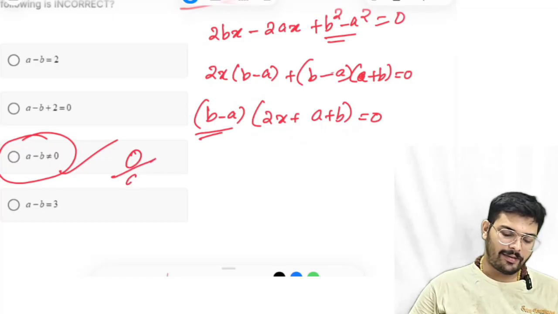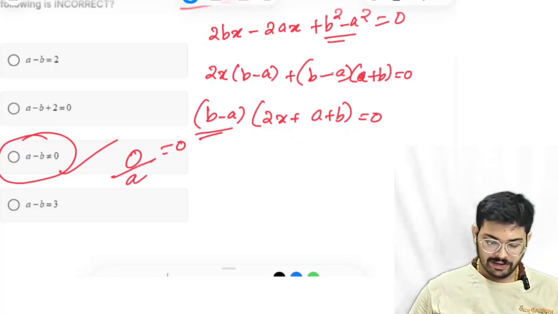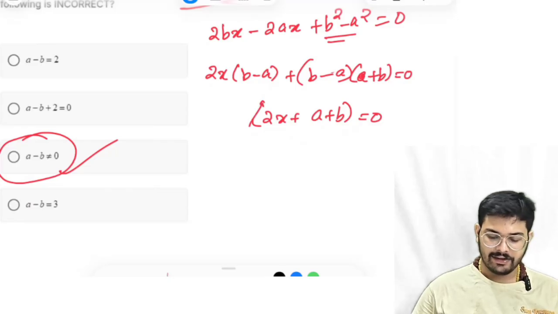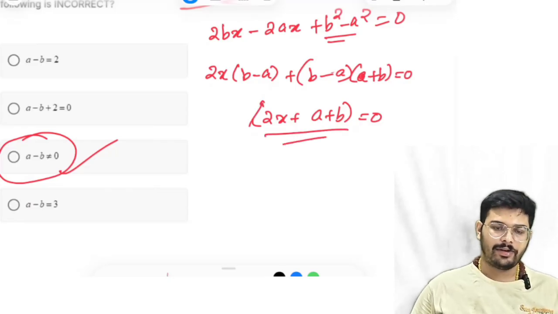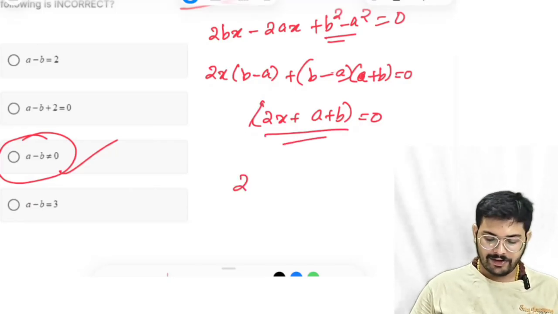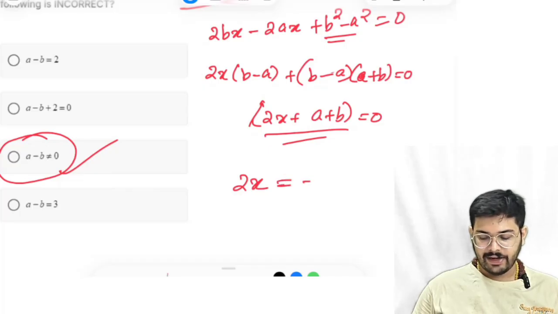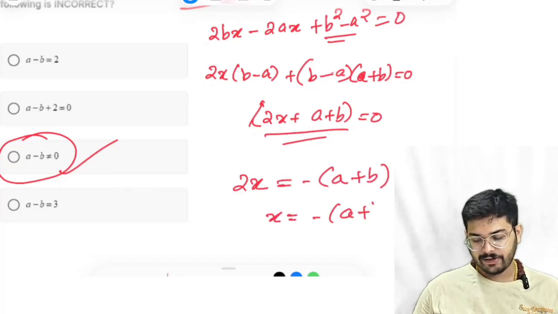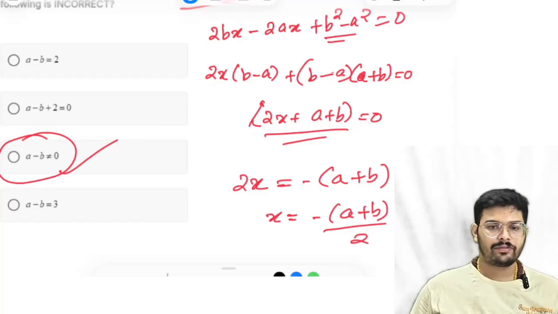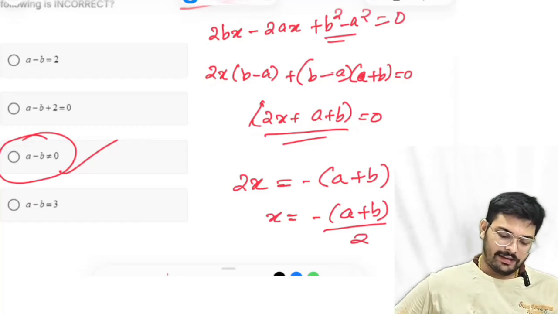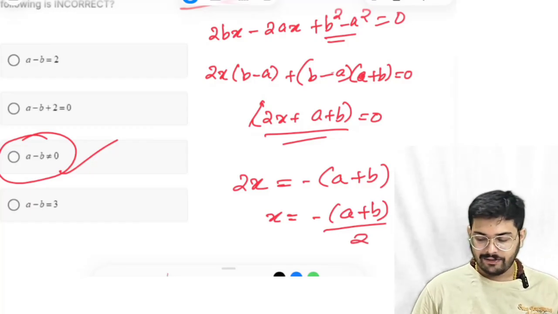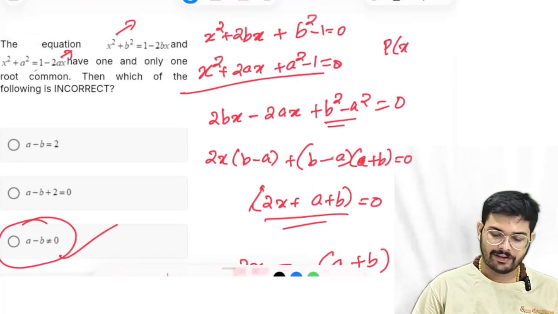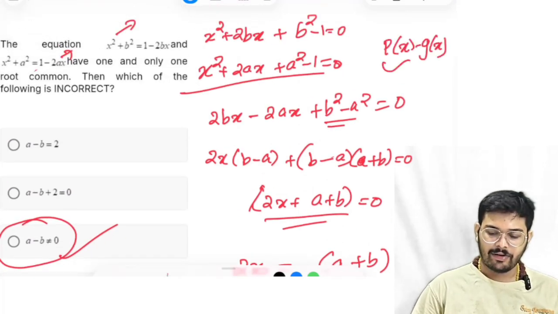When you divide 0 by a non-zero number, the value will be 0. That's how you can bring this there and divide it. Now here, this can or cannot be equal to 0 because it's a variable. Therefore, we can find the root 2x equal to minus of a plus b, which means x equal to minus of a plus b divided by 2. This is the common root alpha. This is the root of p of x minus g of x, the common root of this one.